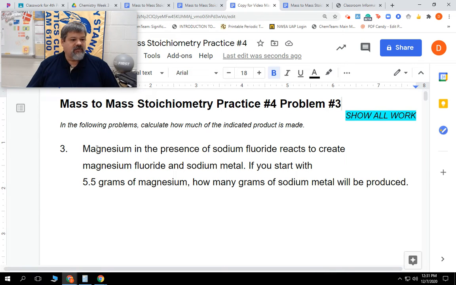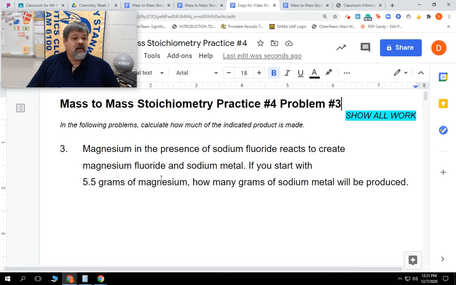So let's go ahead and look at the question. It says magnesium in the presence of sodium fluoride reacts to create magnesium fluoride and sodium metal. So if we start with 5.5 grams of magnesium, how many grams of sodium metal will be produced? Now, the first thing we have to do is balance the chemical equation.